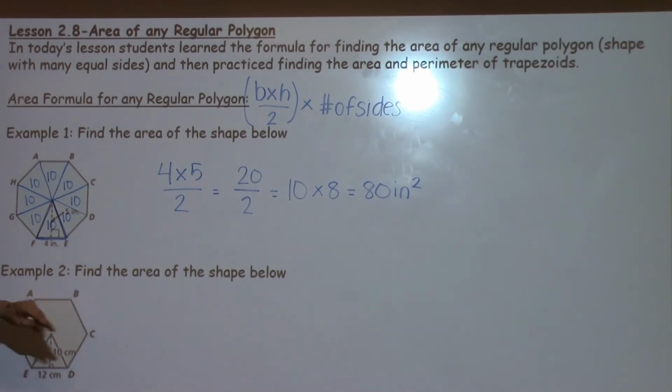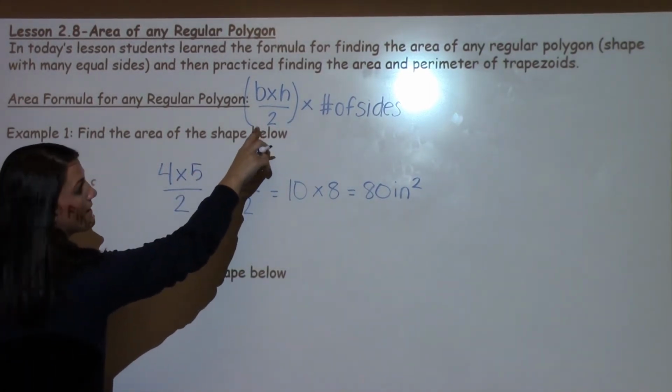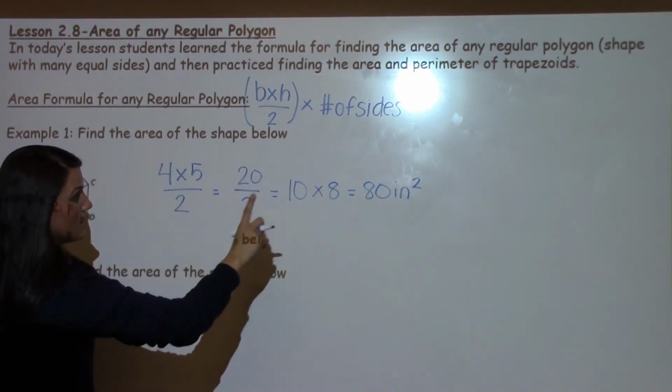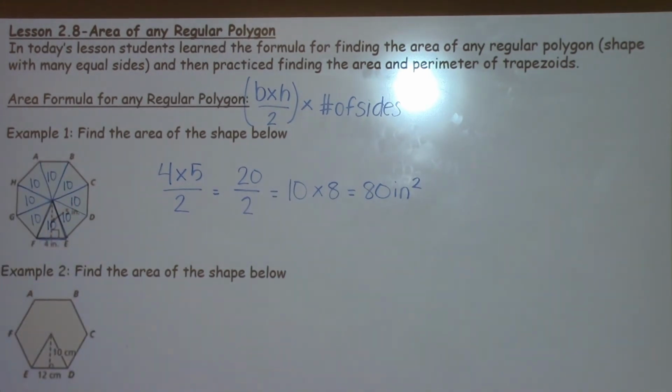It says again to find the area of the shape below. Now this shape has 6 sides. 1, 2, 3, 4, 5, 6. It is a hexagon. I still am going to use the formula where I find the area of one triangle and times that amount by the number of sides. So here's my first triangle. And again, for visual reasons, I'm going to go ahead and make my other triangles to remind students and to help them see that that shape is made up of the same triangle.